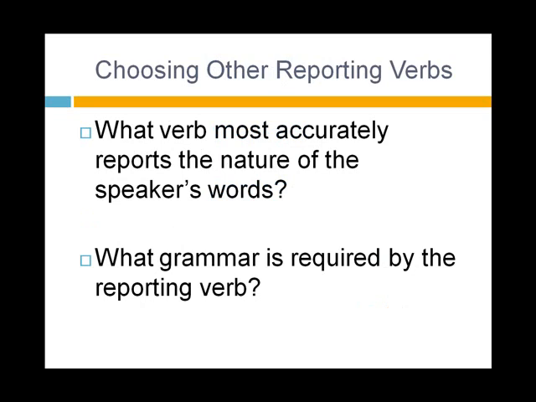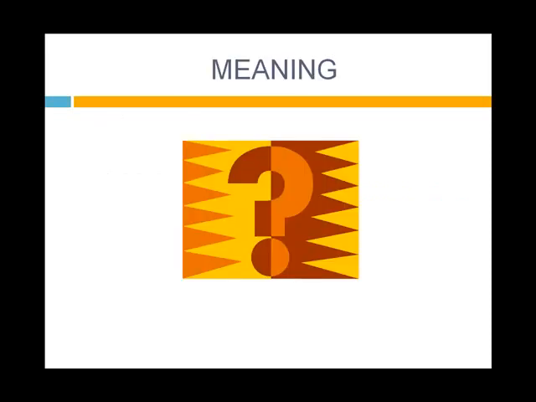When choosing other reporting verbs besides the most common ones of say, tell, and ask, you need to think about these two questions. What verb most accurately reports the nature of the speaker's words? So focus on meaning. What grammar is required by the reporting verb? Think about structure. I'd like to present other reporting verbs to you now, and I'll group them by meaning.